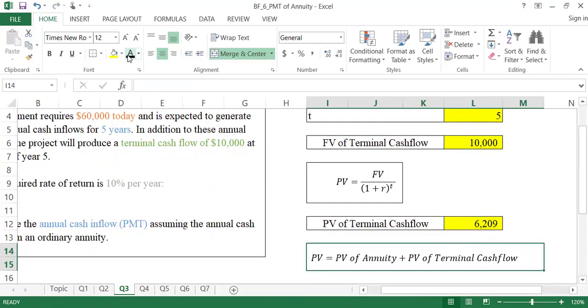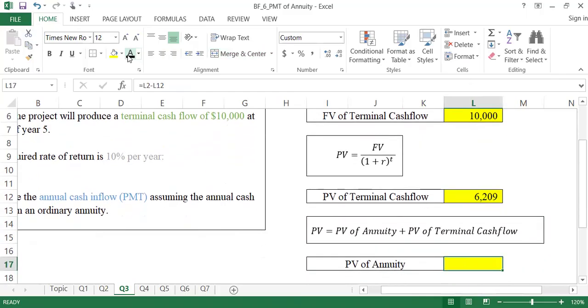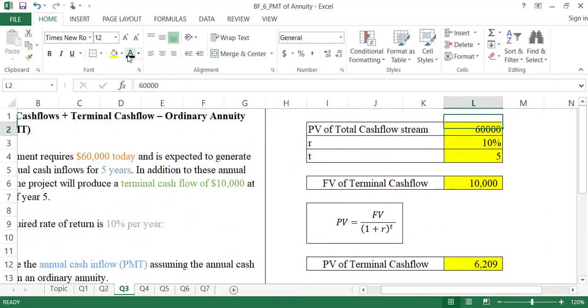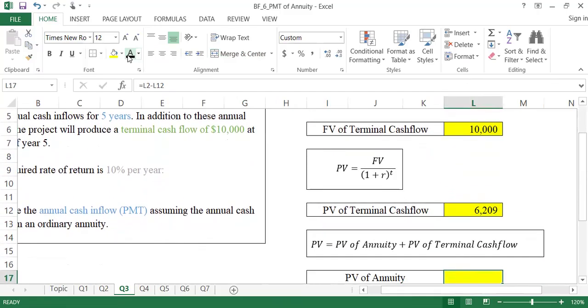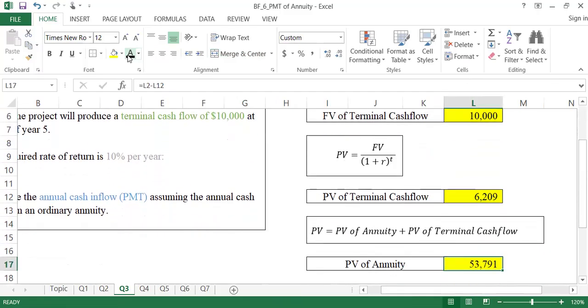Now, the total PV of this cash flow stream is made up of two things, a PV of an annuity and a PV of a terminal cash flow. PV of annuity is then the PV of the total payments, which is 60,000, minus the PV of the terminal cash flow. What is left is the PV of annuity. So 60,000 minus 6,209, we get 53,791 as the present value of annuity.